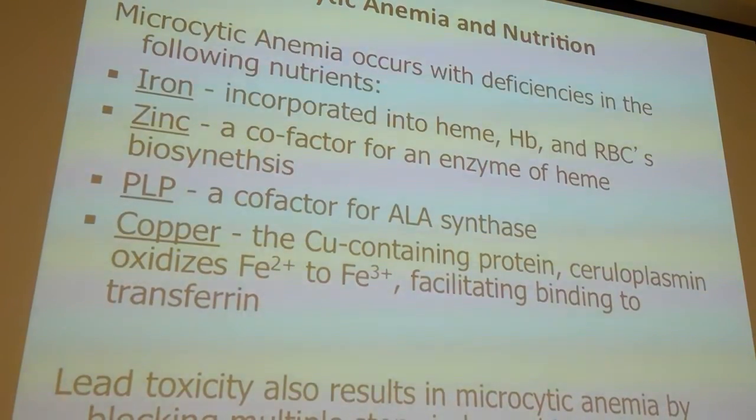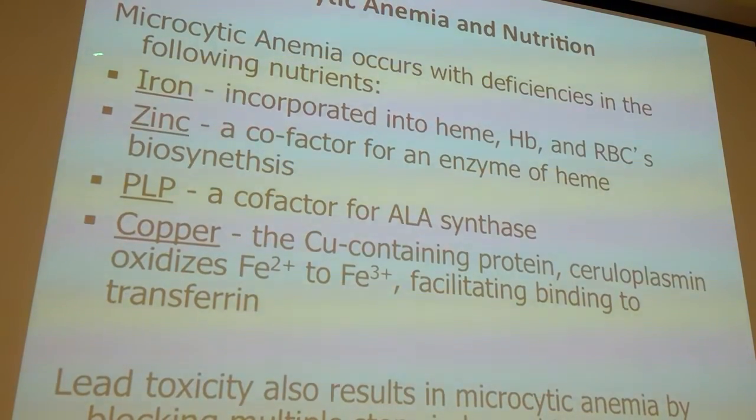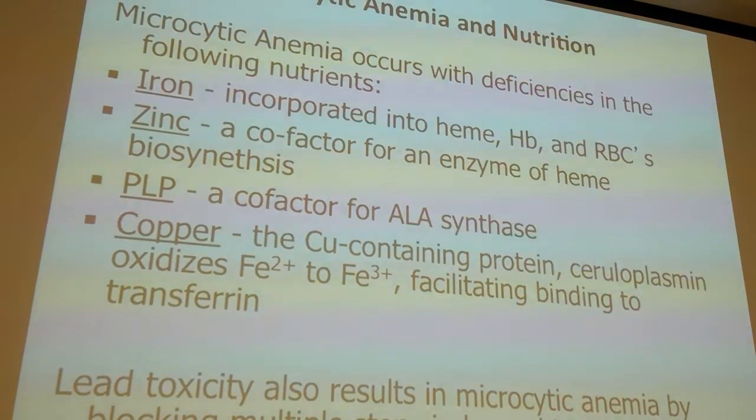I've talked about iron, but this microcytic or small cell anemia can occur with deficiency in a lot of different nutrients. If we don't have enough iron, which is necessary for the production of heme and hemoglobin and functional red blood cells, we'll get this microcytic anemia. If you don't have zinc, remember this is a cofactor for ALA dehydratase, one of the enzymes involved in heme biosynthesis, you'll also get microcytic anemia. PLP, vitamin B6, the cofactor for ALA synthase, also gives you microcytic anemia.